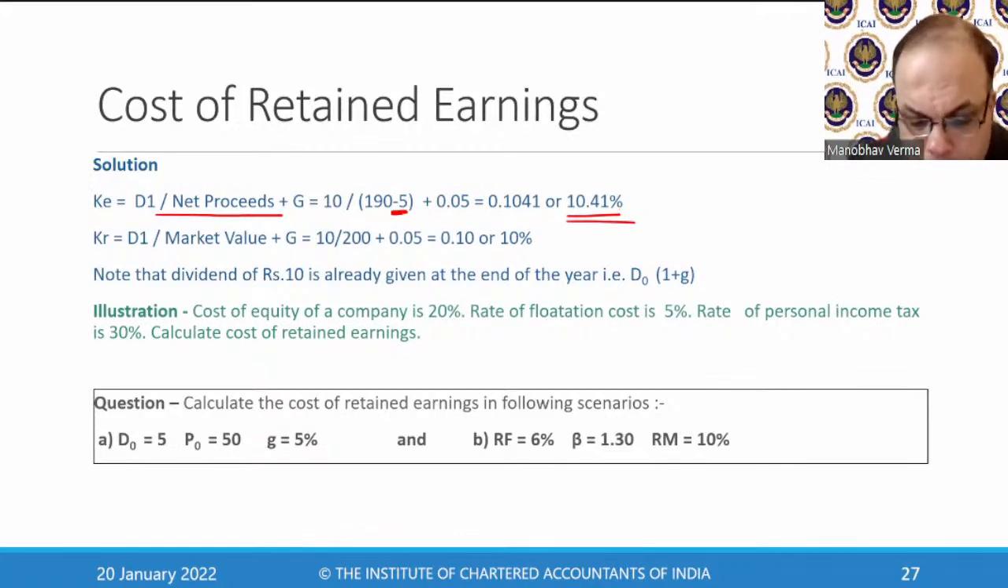10.41. Okay. Any questions, guys, on the cost of equity front? I guess this is absolutely okay. Cost of equity should be absolutely fine. Now, what about the cost of retained earnings?